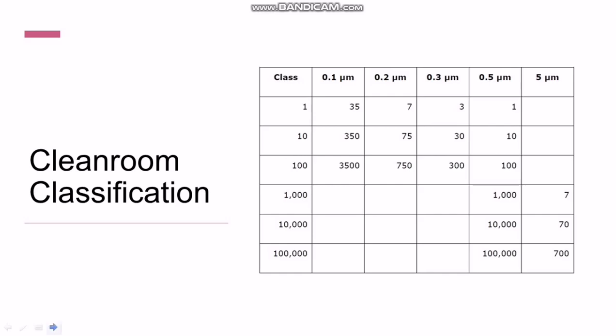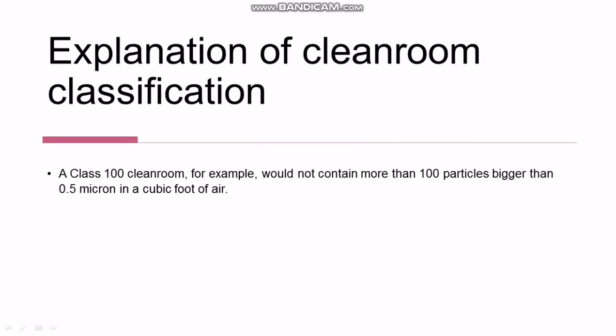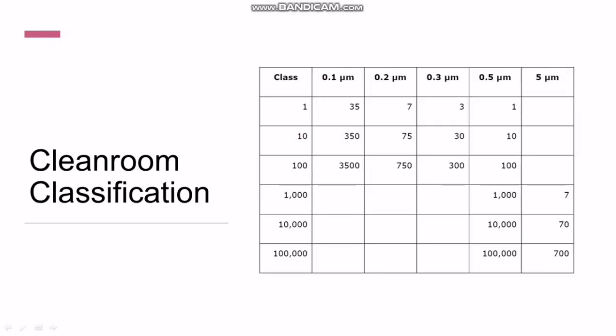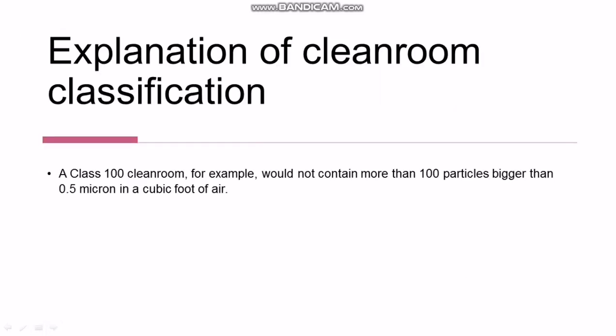So these are the classifications of clean rooms. A class 100 clean room, for example, would not contain more than 100 particles bigger than 0.5 micron in a cubic foot of air. Like I discussed in the previous slide, that is class 100: there should be not more than 100 particles of 0.5 micrometer in 1 cubic foot of air.